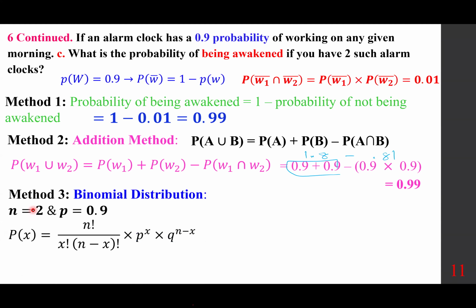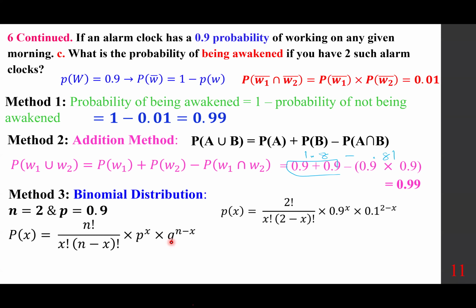Method 3 is binomial distribution. N is 2. There are two alarm clocks. Probability of working is 0.9. And obviously, Q is 1 minus that. And we're going to use this formula. So into this formula goes N equals 2. P is 0.9. Q is 0.1.